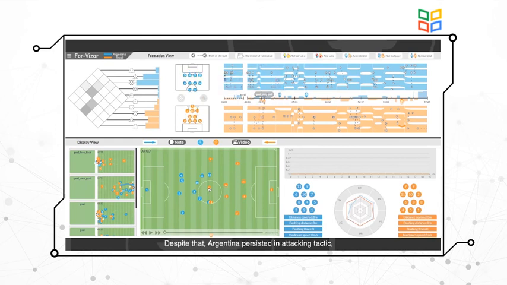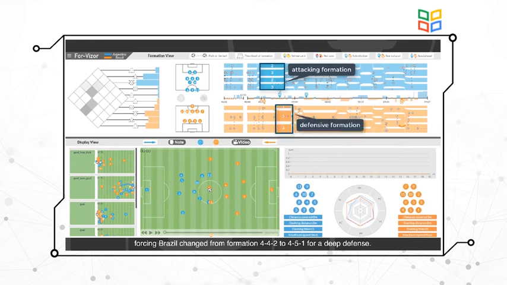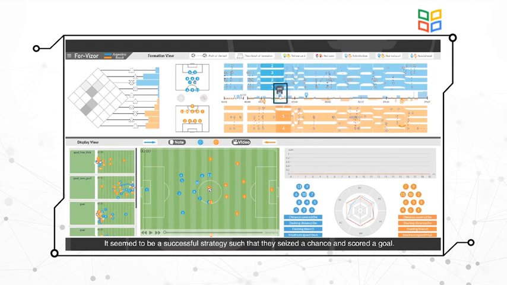Despite that, Argentina persisted in attacking tactic, forcing Brazil to change from formation 4-4-2 to 4-5-1 for deep defense. It seemed to be a successful strategy such that they seized the chance and scored a goal. To verify this goal, we selected the period of this goal on the timeline and turn to the display view for more details.